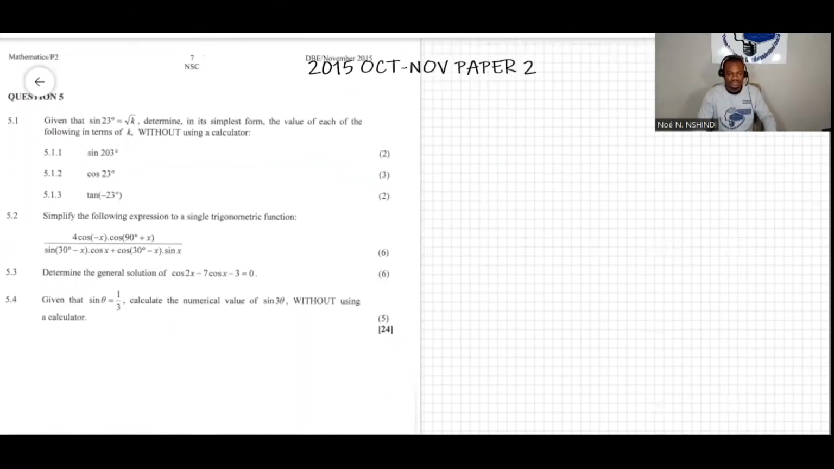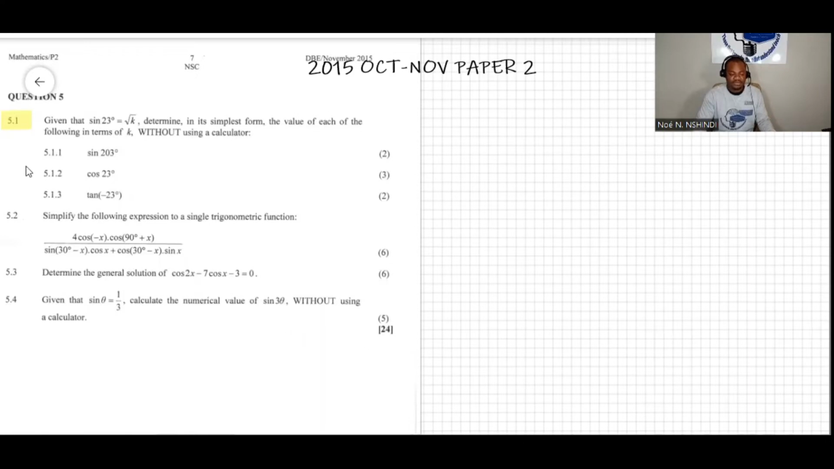Well, we have a question here that says 5.1: given that sine 23 degrees is equal to square root of k, determine in the simplest form the value of each of the following in terms of k, without using a calculator. And then we have 5.1.1 through 5.1.3.